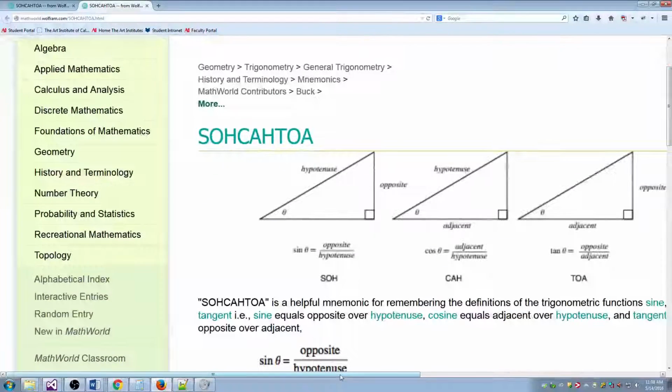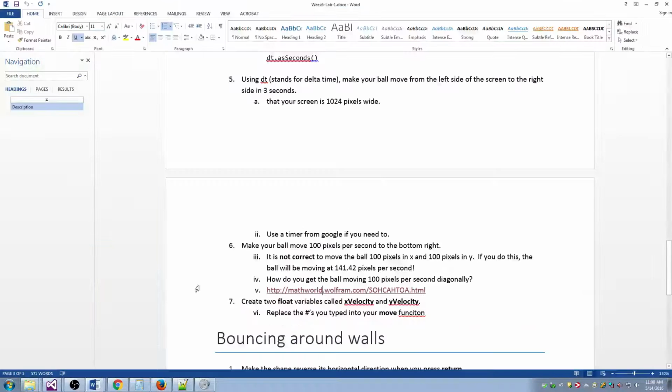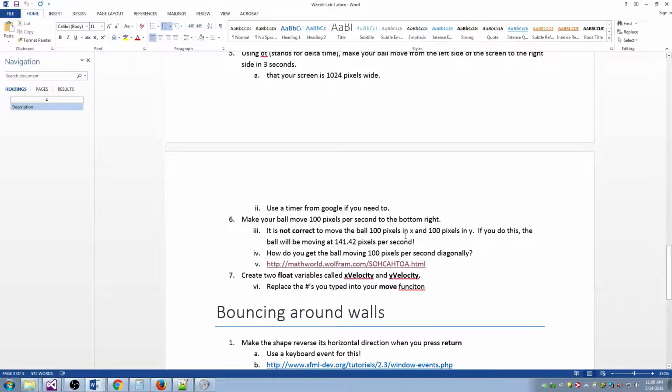So the goal was to figure out how to move your ball 100 pixels per second to the bottom right, like towards down and to the right. And it is incorrect to move the ball 100 pixels to the right and down.